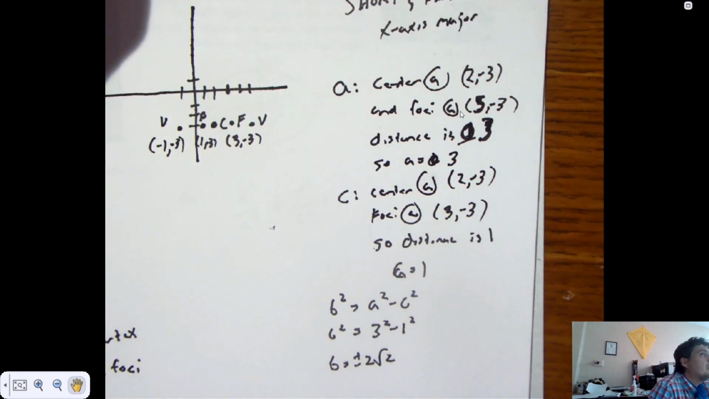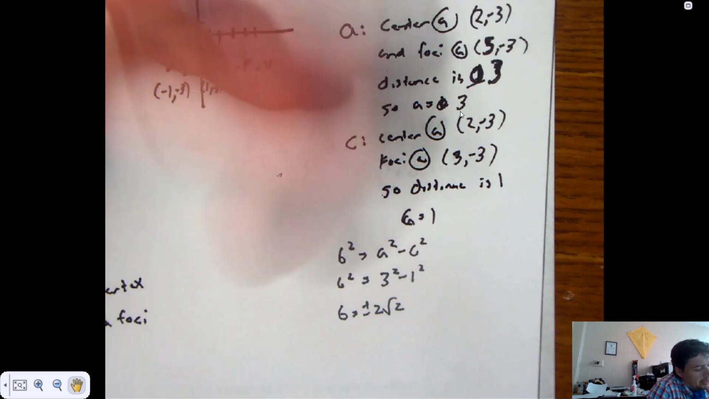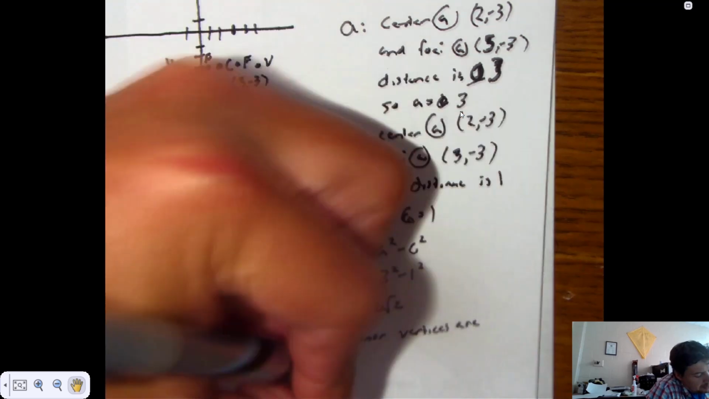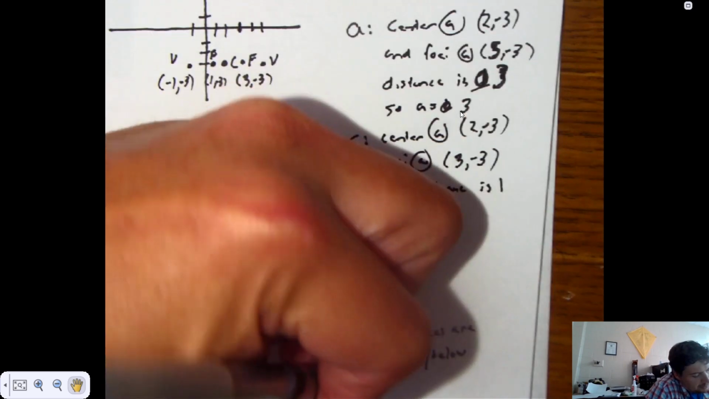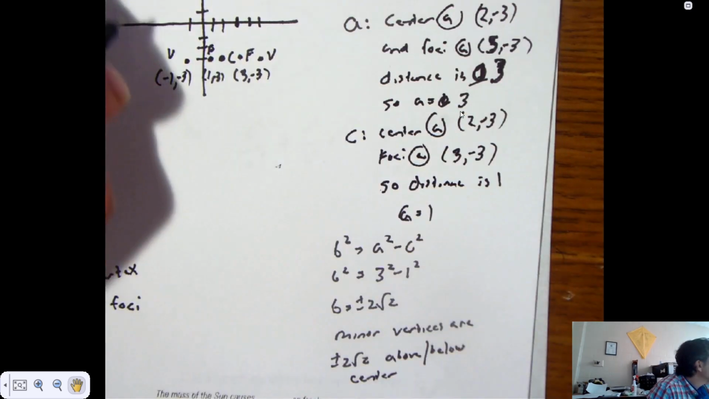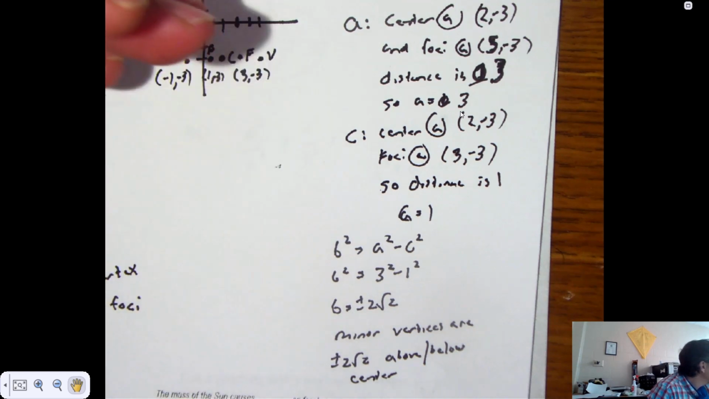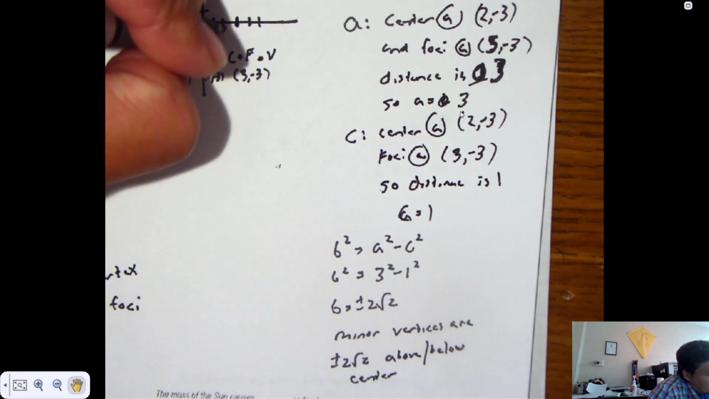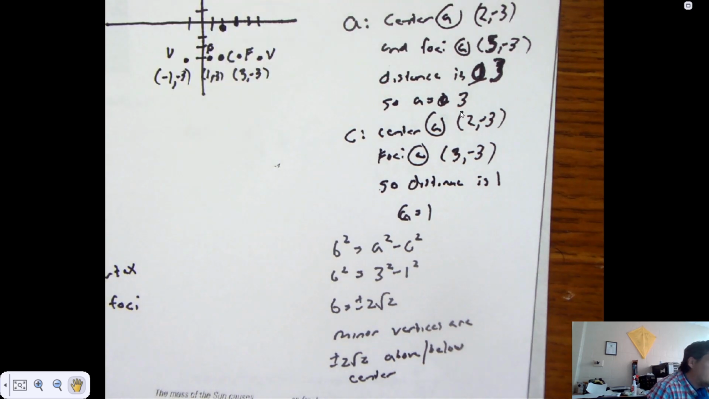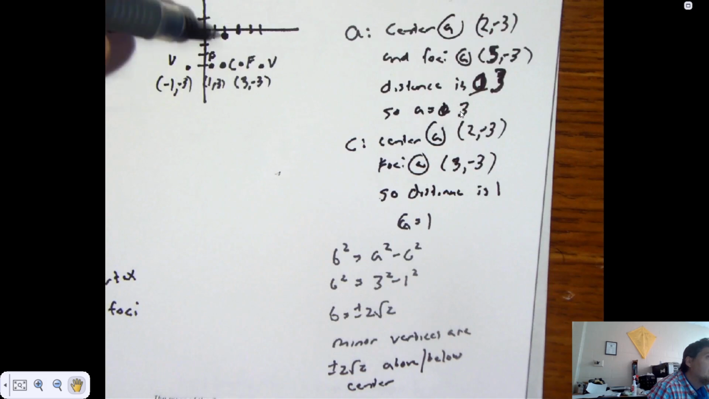Now, that means that the minor vertices are plus or minus 2 roots of 2 above or below the center. Because it's about your relationship to the center. That's what it's about, the relationship to the center. And that's about 2.8, which is kind of hard to freehand graph. Really is. So I was at -3 on the center.